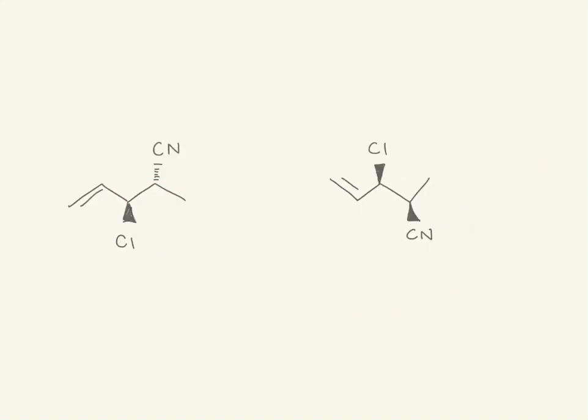Let's flip one of the compounds. I'll flip the one on the right. We see that the stereochem for chlorine changed, but CN stayed the same, so these are diastereomers.